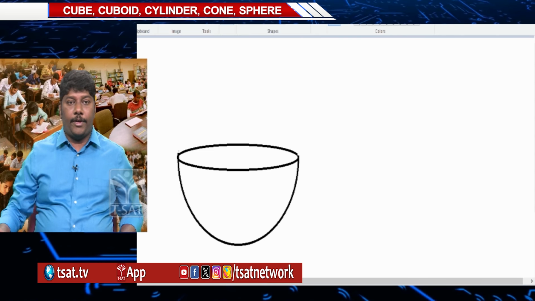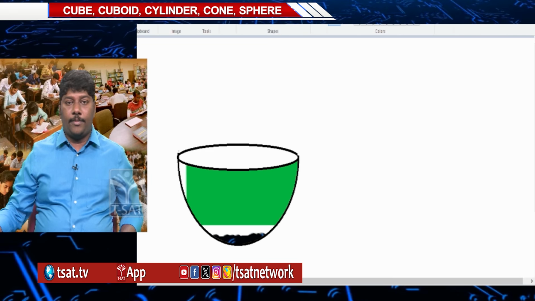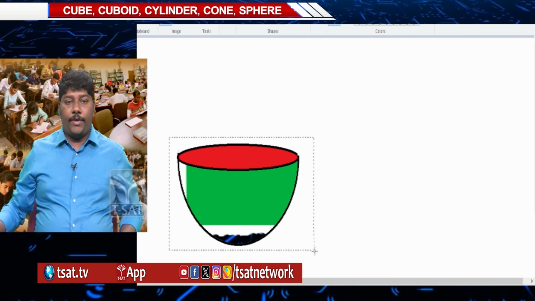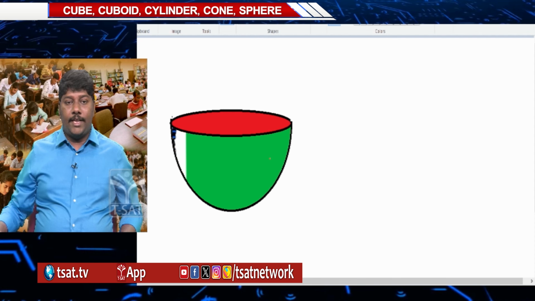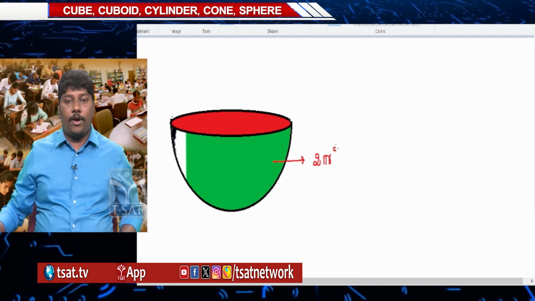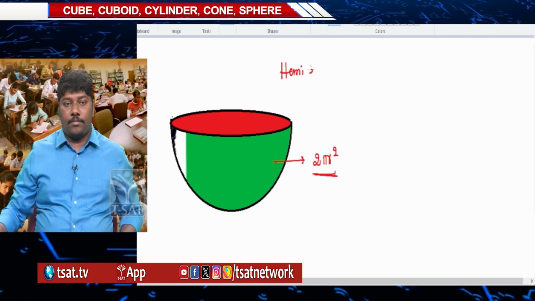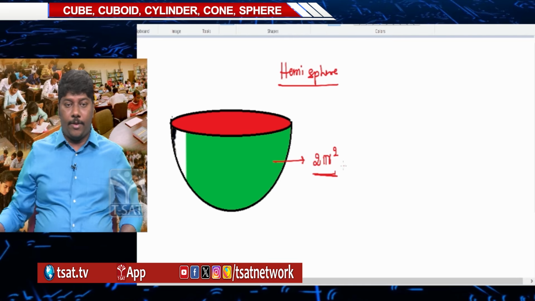It is a 2-dimensional figure, but you can imagine this is the green surface of the watermelon, and this one is the red surface of the watermelon. So, this green surface is actually half of the surface of the complete sphere. This green surface, having the area of 2 pi r square, you call it the lateral surface of the hemisphere. This is the lateral surface area of the hemisphere.